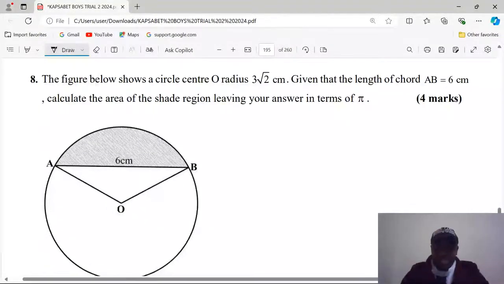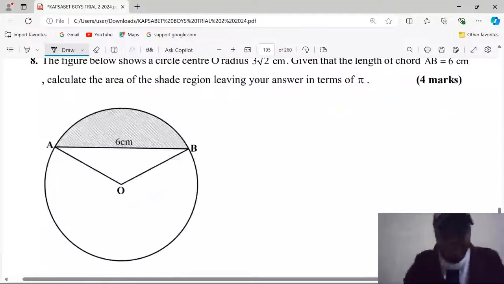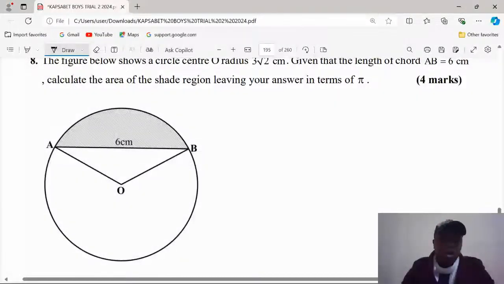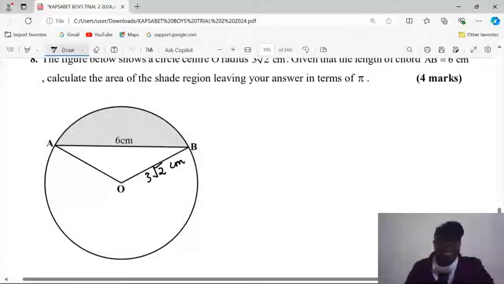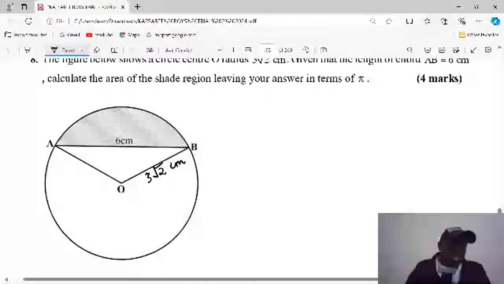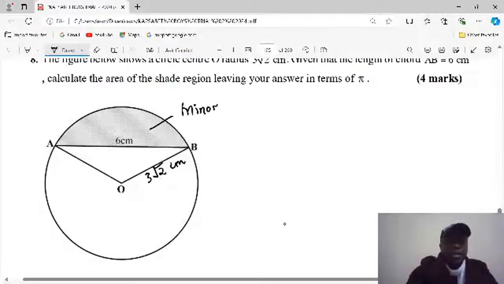Number 8. Let's check into this question now. We can see a circle with chord AB. The radius is also given, and we are told to find the area of the shaded region. The shaded region is what we call a minor segment of a circle.